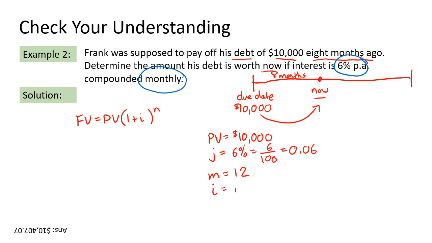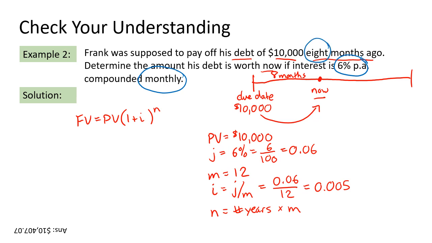Now we can calculate the periodic interest rate, i, which is equal to j divided by m, which is 0.06 divided by 12. And if you calculate that out, you get 0.005. All right? Lastly, we need the total number of compounding periods, n. Okay, and that's equal to the number of years multiplied by our number of compounding periods. So we've provided in the question that it was 8 months ago.